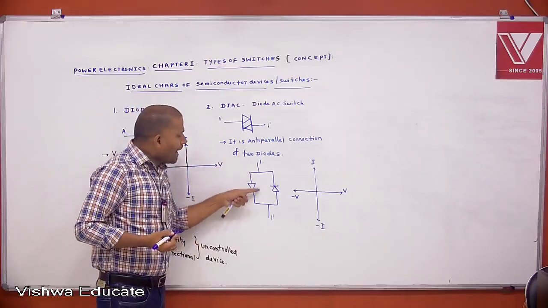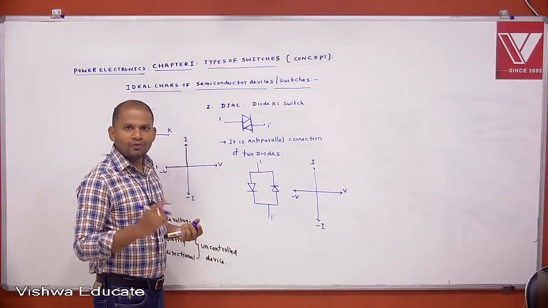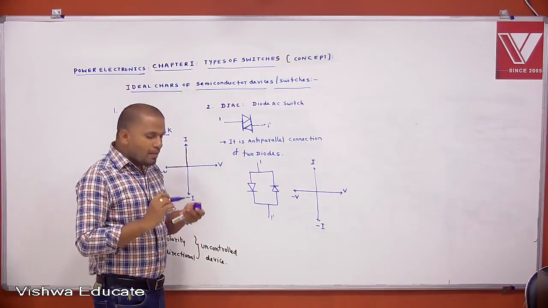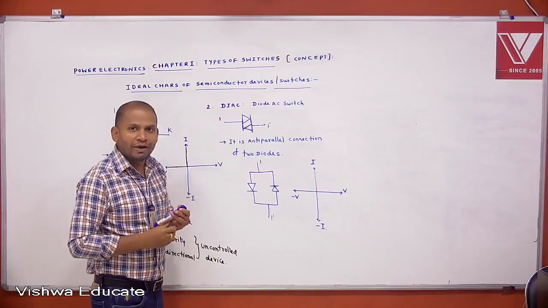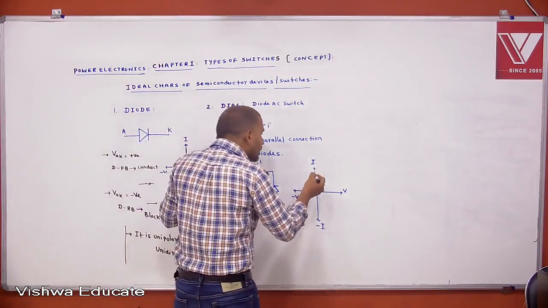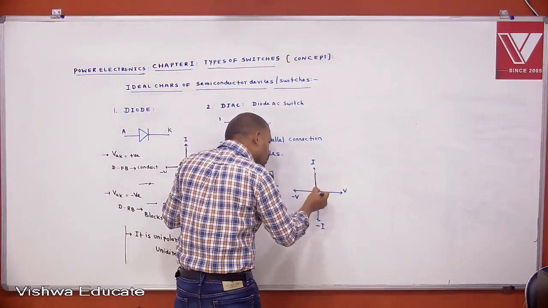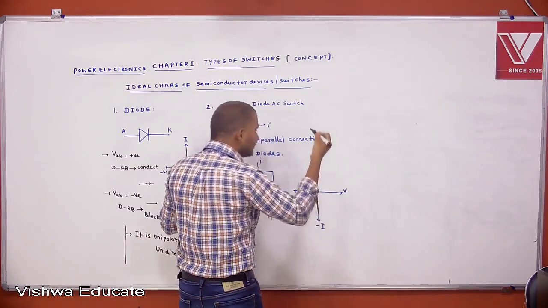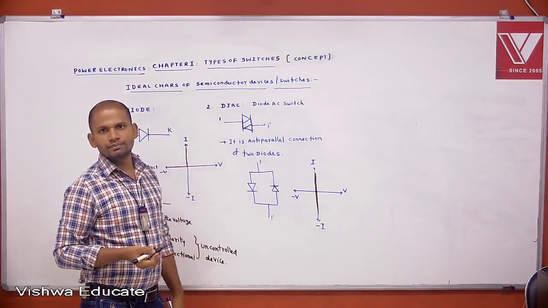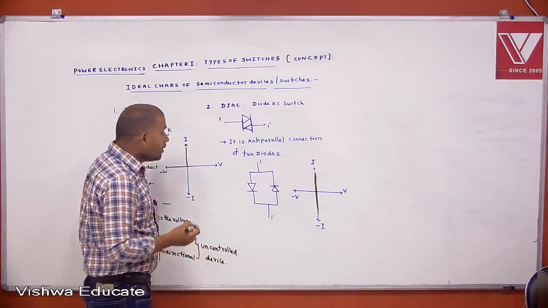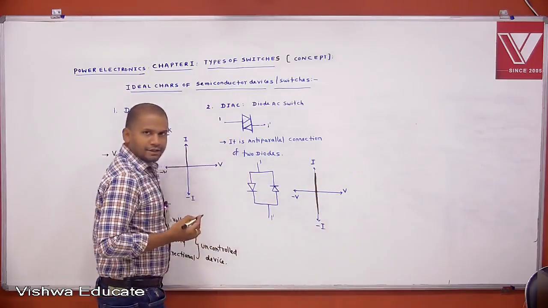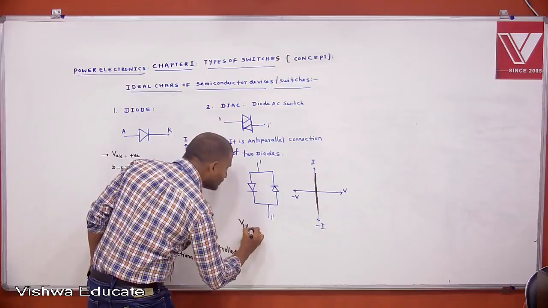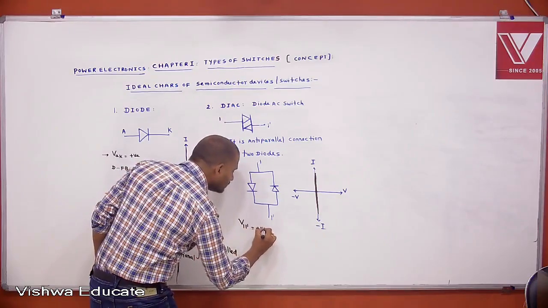It is an anti-parallel connection. I told you already, if only one device is there, you take only one direction of current, that is forward current. But if it is an anti-parallel connection of two devices, then the device will conduct in both. That's why you can get the characteristics in both directions. Now, I want to draw the voltage characteristics. Tell me, if V11 dash is positive, what happens?